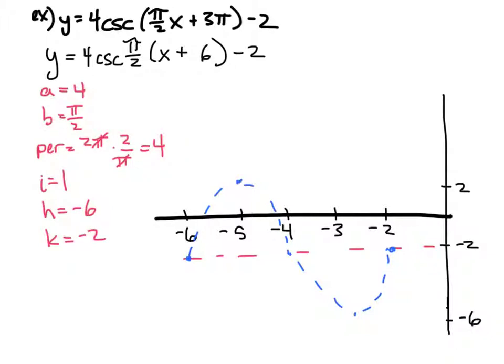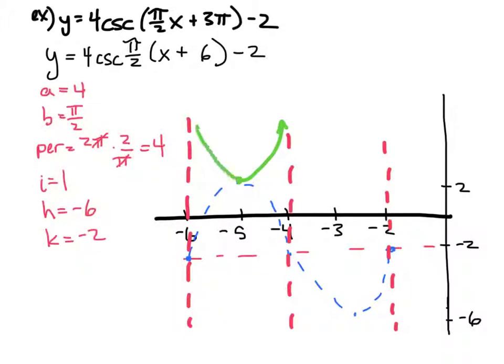So we've got a vertical asymptote here at -6 and -4 and at -2. And just like all the others, wherever we have our maxes, we open up towards the asymptotes, and our mins we open down. And that's graphing secant and cosecant.